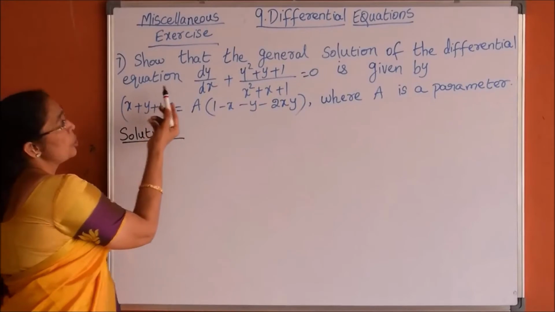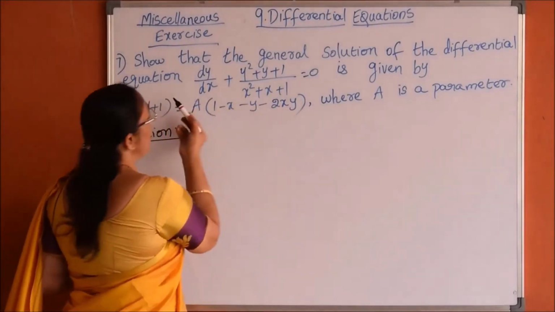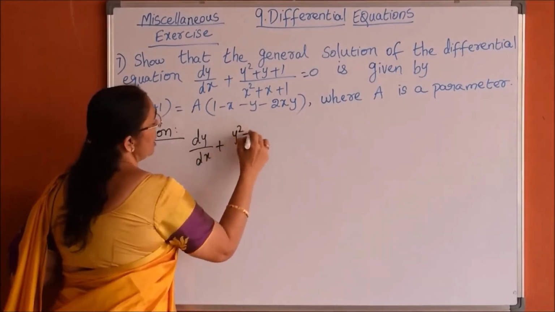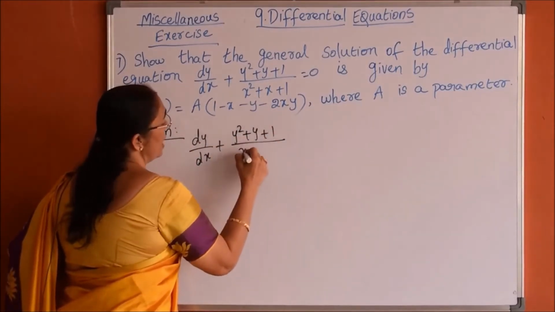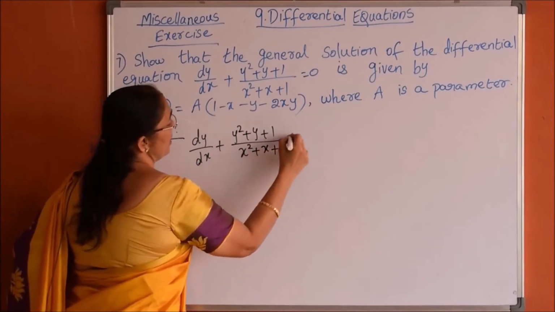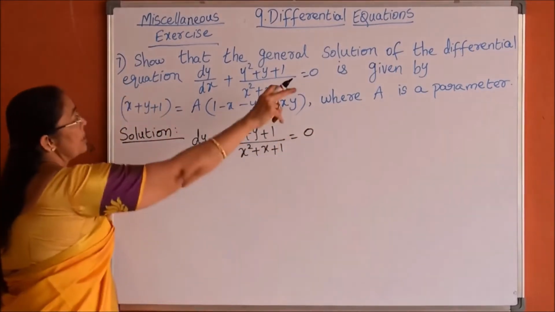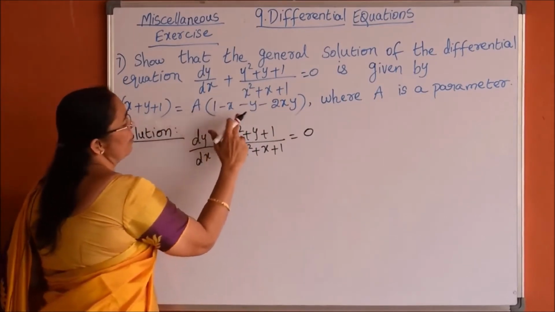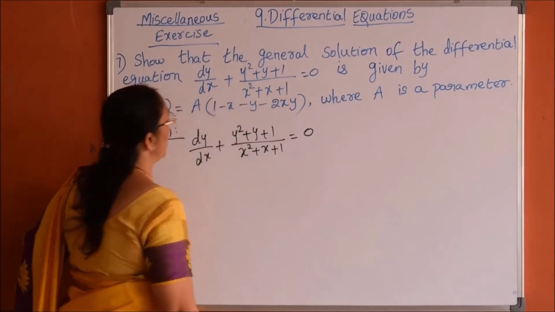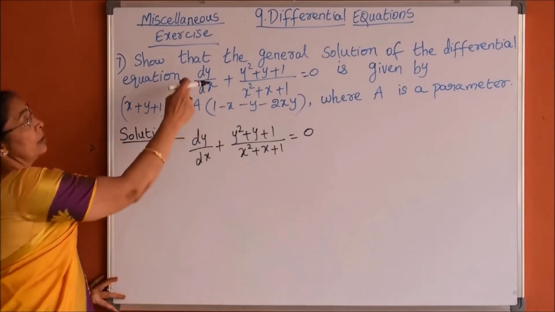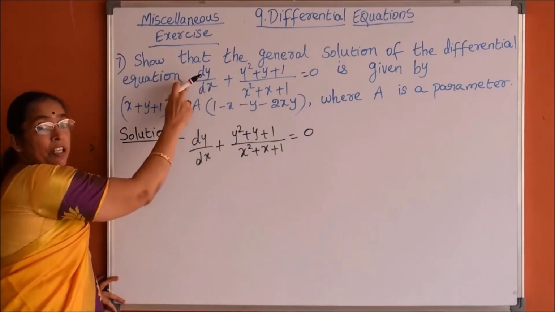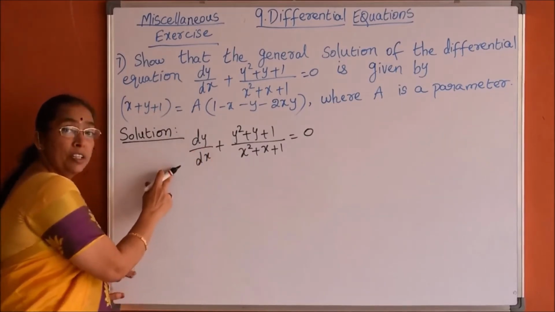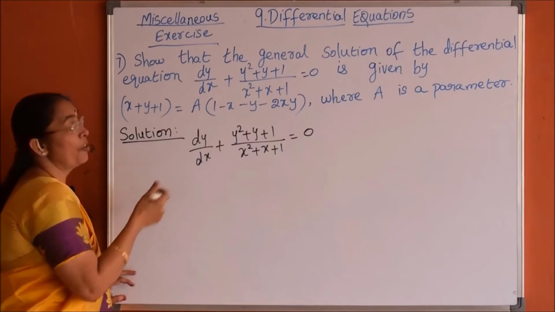Seventh problem, show that the general solution of the differential equation dy by dx plus (y square plus y plus 1) divided by (x square plus x plus 1) is equal to 0 is given by x plus y plus 1 is equals to a of (1 minus x minus y minus 2xy). So, we should show that the solution for this differential equation is this part. Now, we solve this differential equation by the method of variable separable.